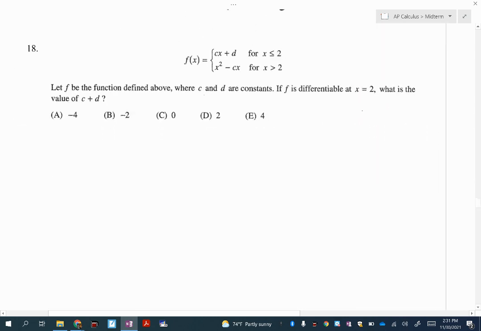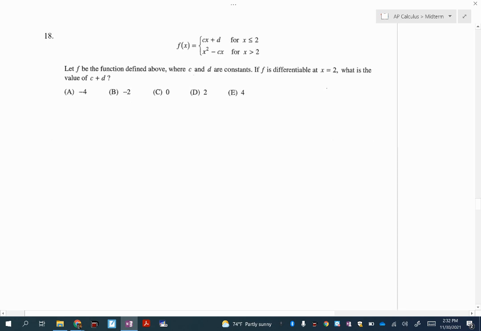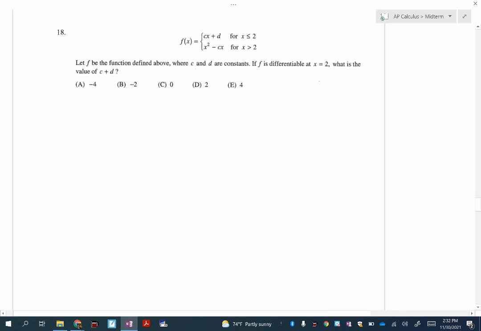18, this is my personal favorite, giant amount of space. There's going to be a lot of work here. So we're trying to figure out with this piecewise function, the values for C and D that are going to make this differentiable. We know it has to be continuous for it to be differentiable. So the first thing I do is I set Cx plus D equal to x squared minus Cx, and that is going to occur when x is 2 for this to be continuous. So I'm going to plug in 2 for x.